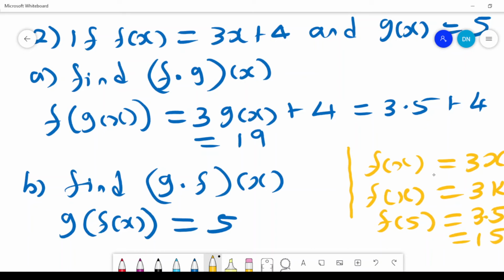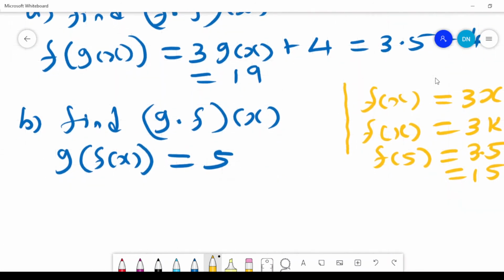But in some circumstances, the function doesn't have an x, like in the case of g. In this case, we are saying that g of x is equal to 5. So what is g of 1? G of 1 is still 5.